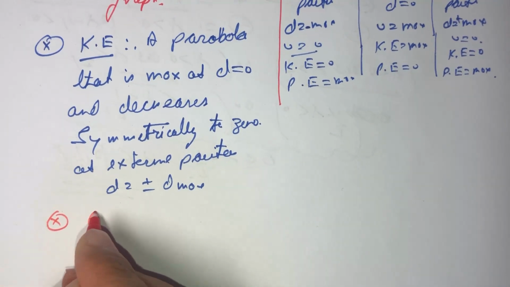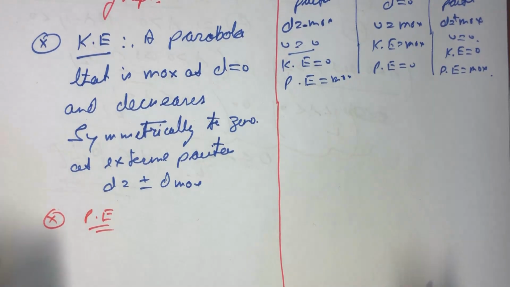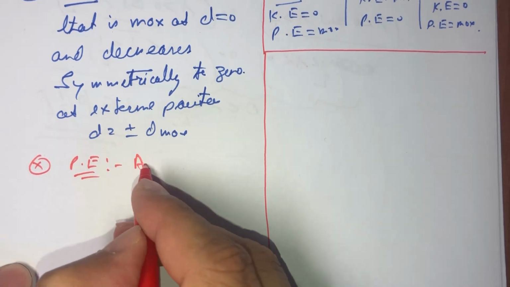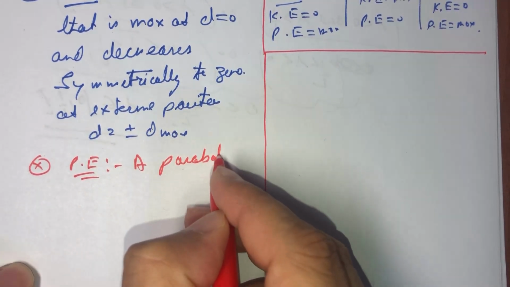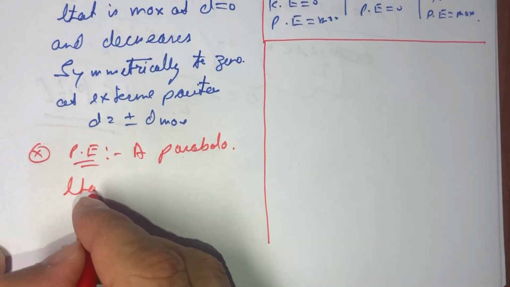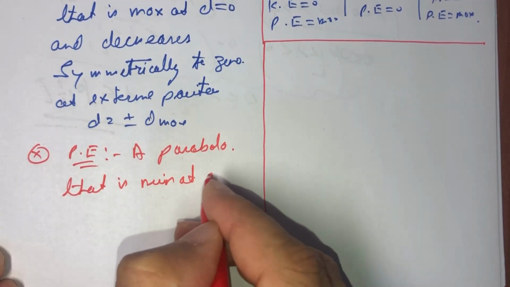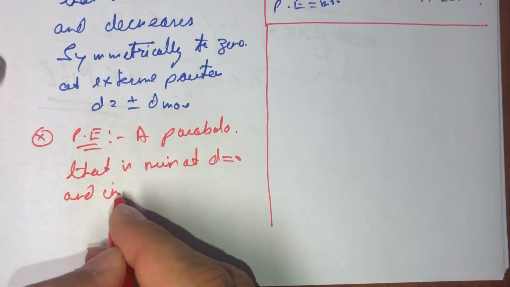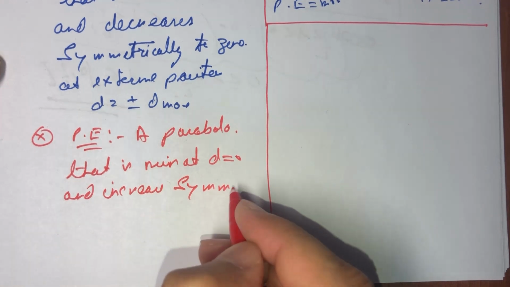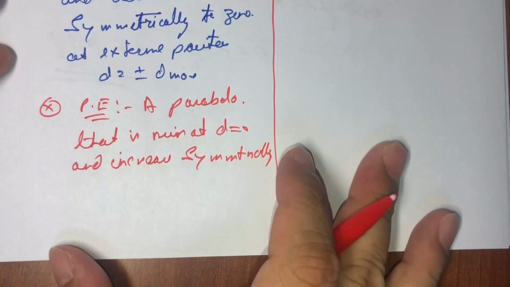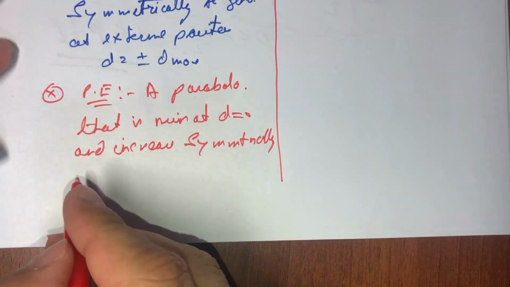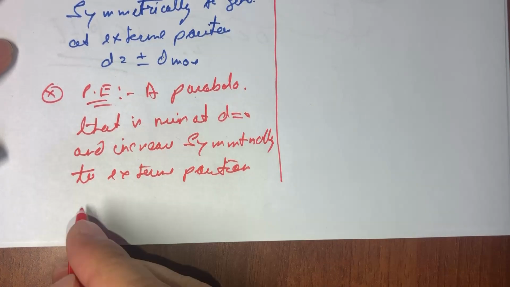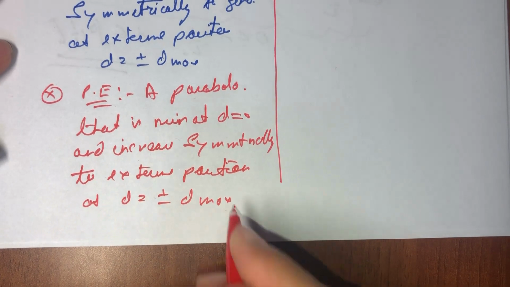Next is our potential energy. So once again, the graph is a parabola. So we can say a parabola that is minimum at d is equal to 0, which is the mean position, and increases symmetrically to the max position, to the extreme position at d is equal to plus minus d max.